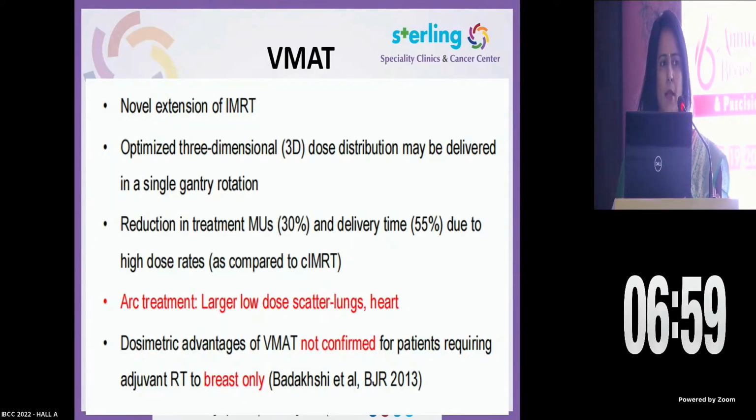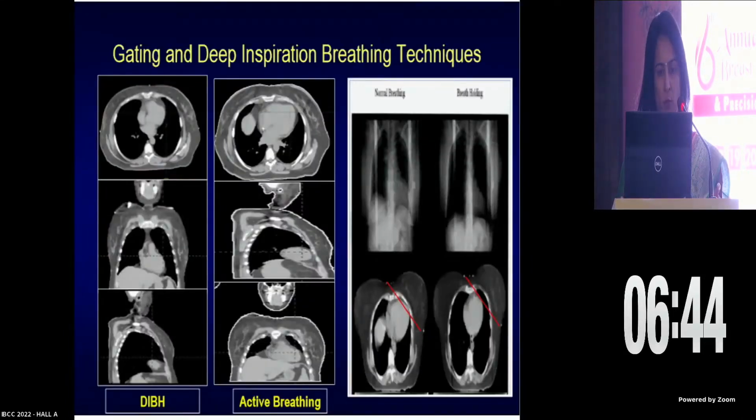What is called VMAT or RapidArc is a novel extension of IMRT where we try to deliver the radiation in a single arc, that is, in a single gantry rotation. It's like a CT scan sort of thing, which helps in reducing the treatment MUs and making the treatment faster. So the patient compliance is very good.